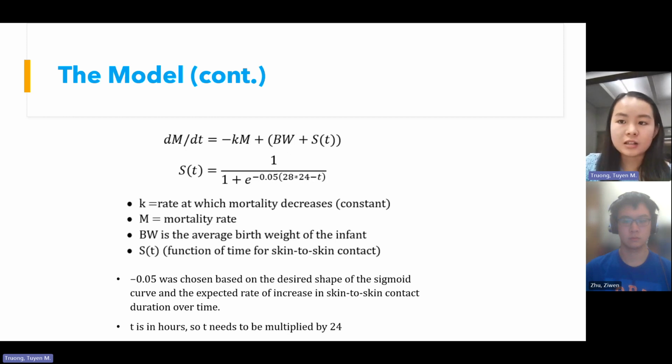Also for e, we're raising it to negative 0.05, which is our growth rate, because we want to emphasize the effect of skin-to-skin contact. If we make the value negative, it would have a steeper shape, which emphasizes that skin-to-skin contact plays one of the biggest roles in our model. And it also helps attain the desired shape of the sigmoid, kind of exponentially decreasing. So T is going to be in hours, which is why we had to multiply that by 24 in our model.